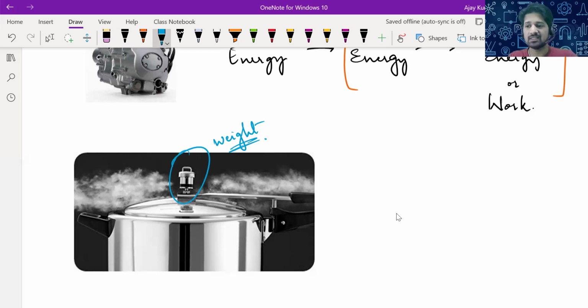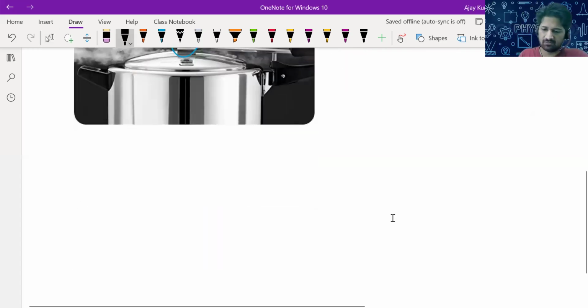So this is also an example of heat getting converted to mechanical energy. Sound is getting produced. Whistle is being pushed up. Okay. When something rises, it means it is gaining potential energy, which is nothing but mechanical energy. Fine. So this is also a very common example of heat getting converted to mechanical energy or work. And this is what we'll be studying in thermodynamics. How heat can be converted to work. Okay, fine.